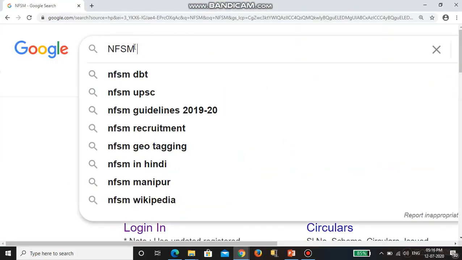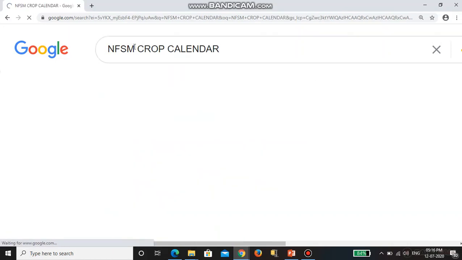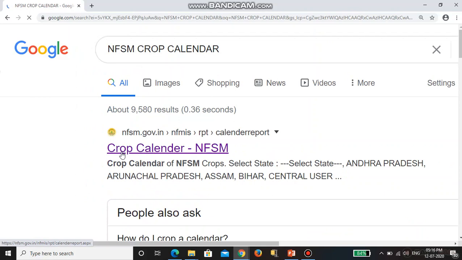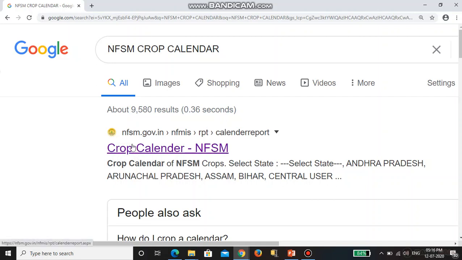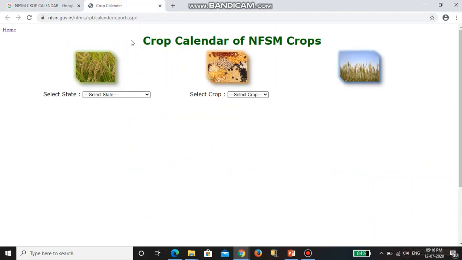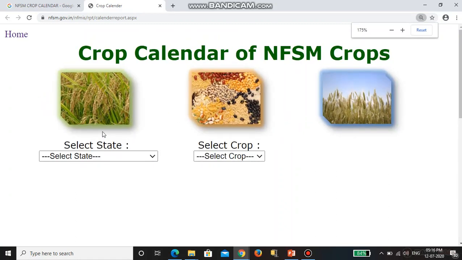See here, the National Crop Calendar. In Google you type NFSM crop calendar and you will get this. This is the crop calendar of the National Food Security Mission. Here we have the crop calendar for NFSM crops, that is, Indian crops; only Indian crops are in this one.